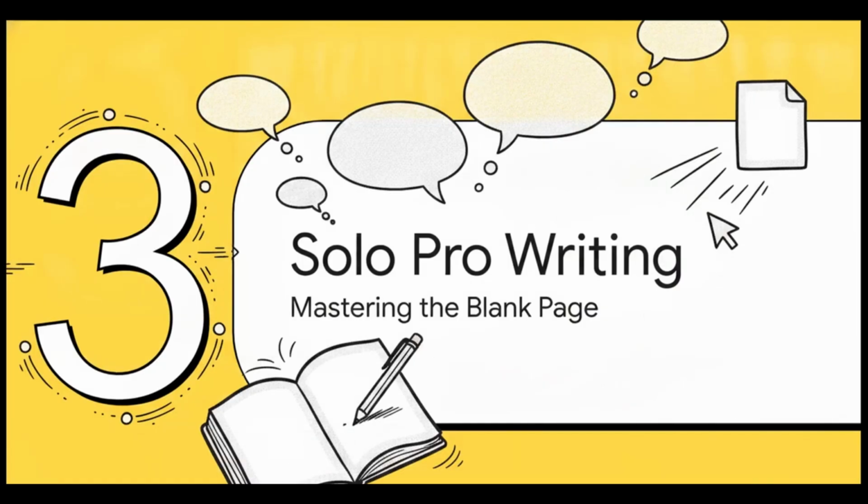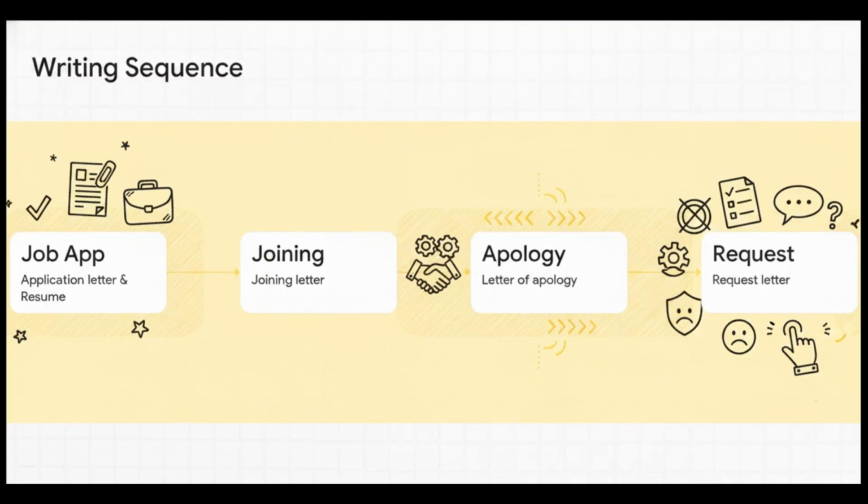All right, Section 3, Mastering Solo Professional Writing. It's time to see what you can do when it's just you and a blank page. For this part, you have to master a very specific sequence of standard format documents, taking you step by step through an entire professional life cycle. It starts with writing a job application letter and attaching a properly formatted resume. Step 2 is drafting the joining letter once you've actually landed the role.